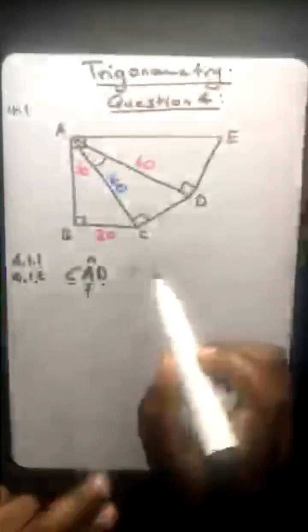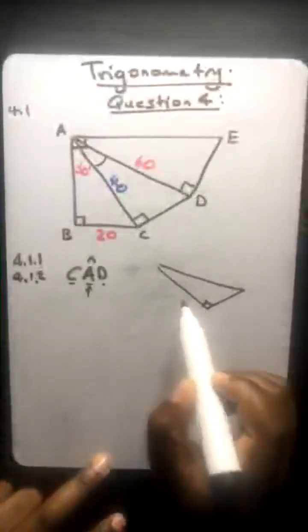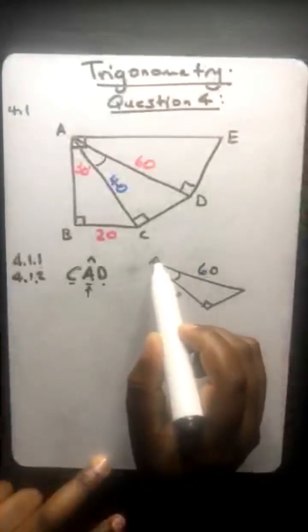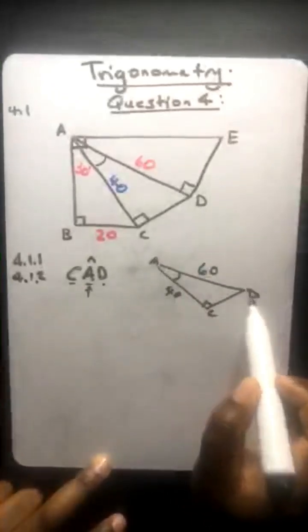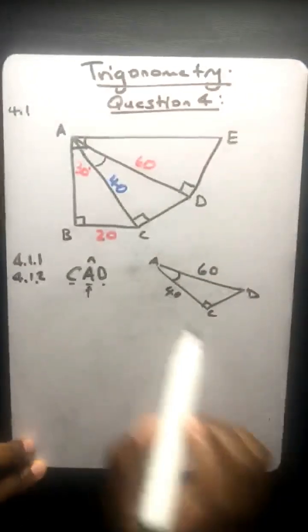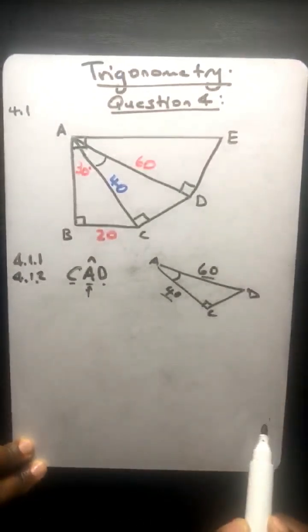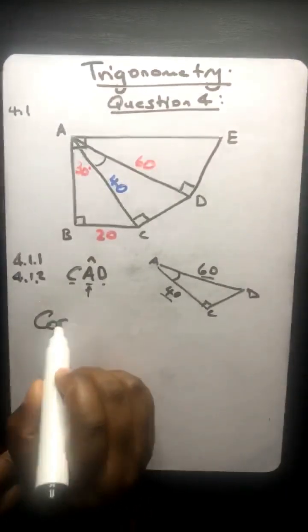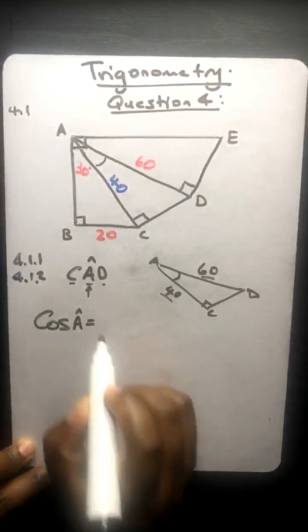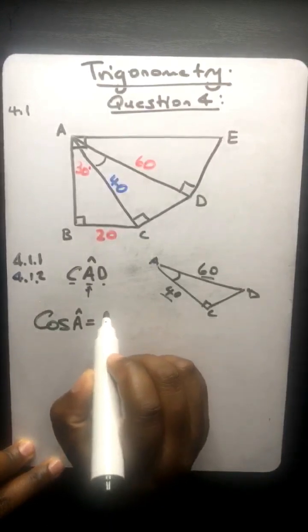Now in that triangle, let's see, what are we having there? We have 90 degrees there, we have 40 there, we have 60 there, and then angle A, it's what we are trying to calculate. So let's see, which trig ratio has this as adjacent and that as opposite? I think it's cos, because I know cos is cosine. So that means cos of angle A is going to be equal to adjacent over hypotenuse.